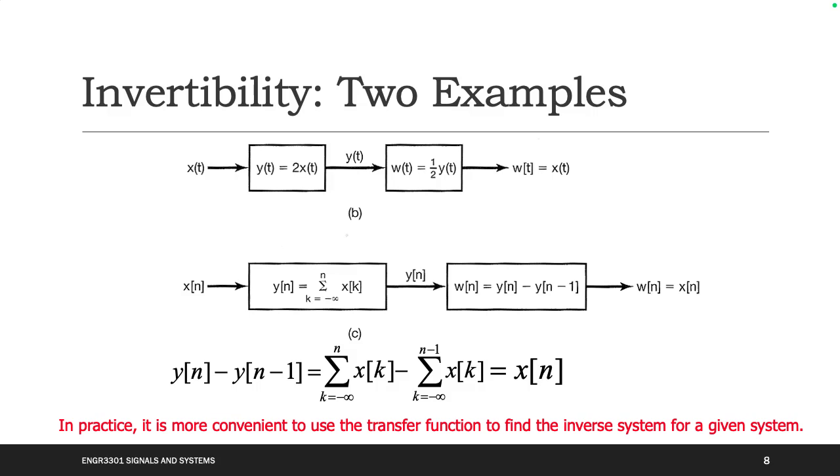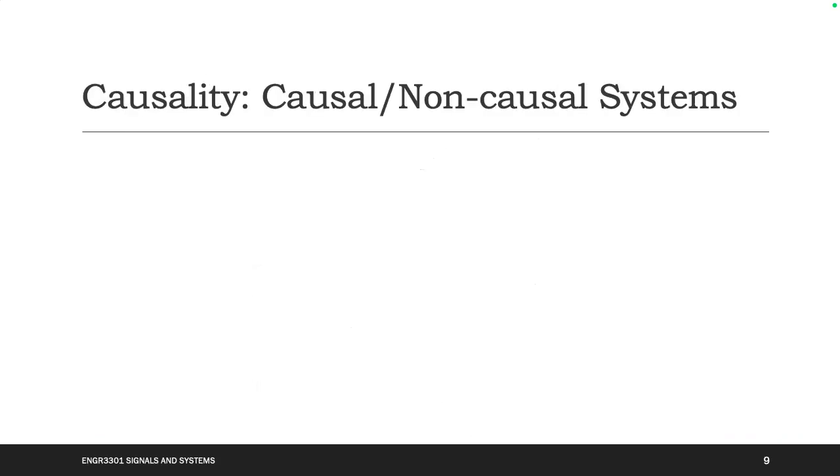I just want to tell you that invertibility is a very important property for a system. That makes sense to you? Any questions about invertibility? No? Okay, let's talk about the third one.